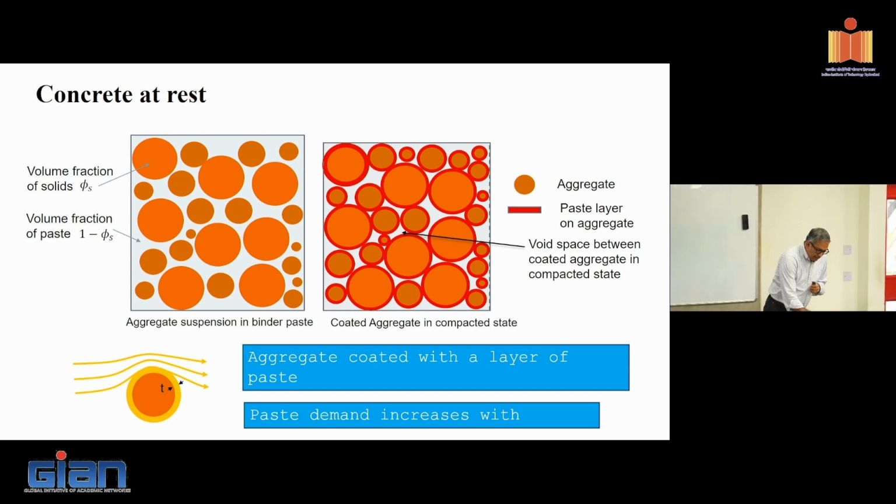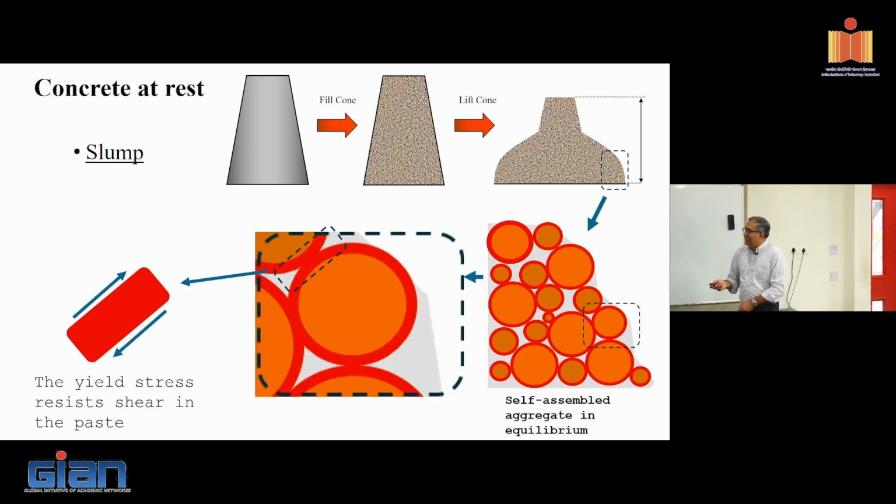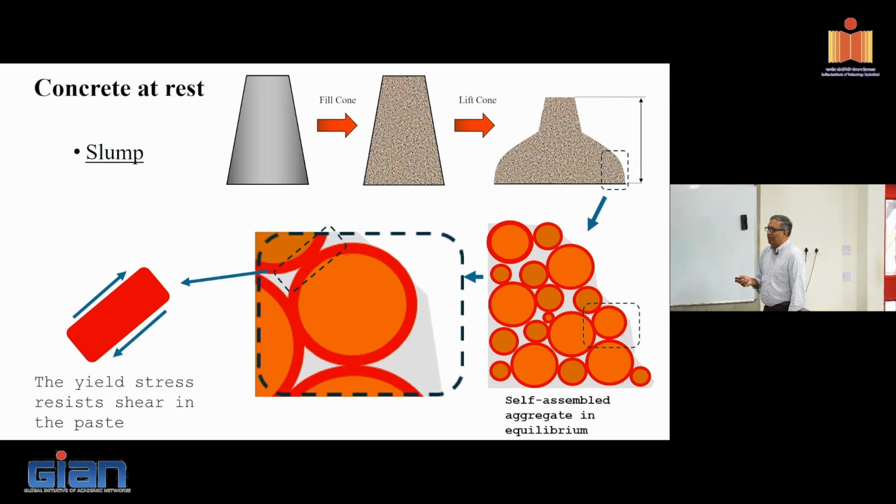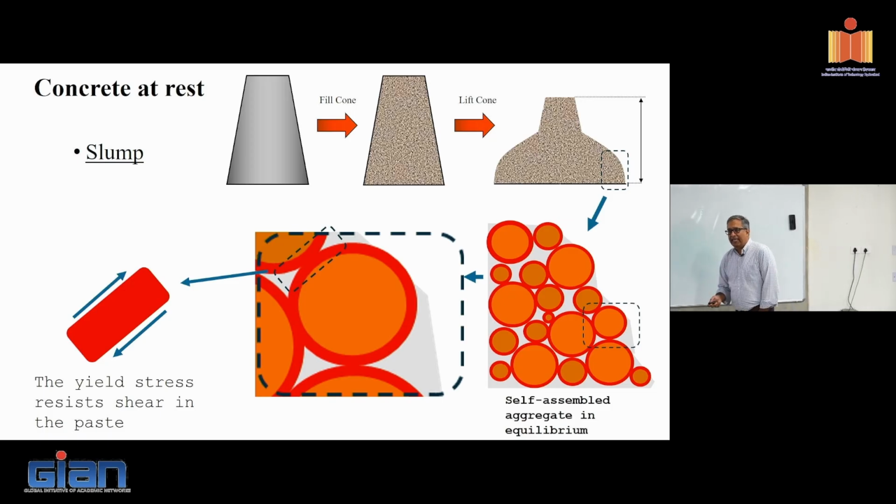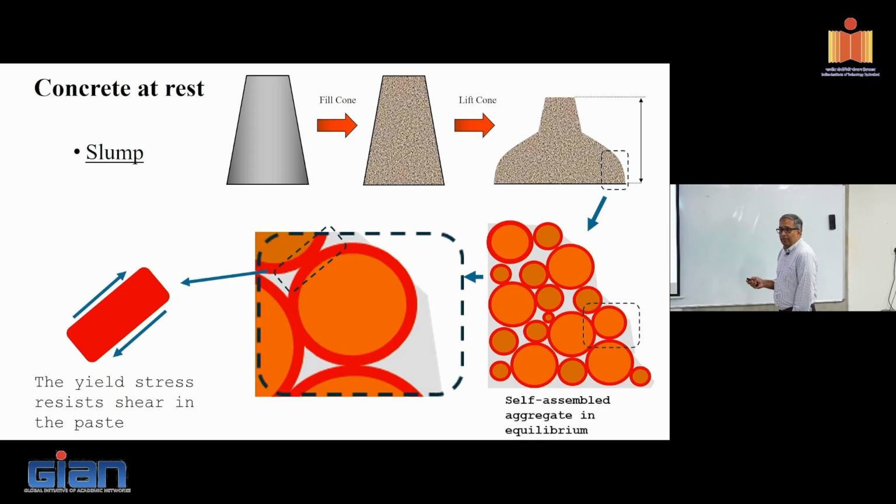Now, where is the paste demand important? When we look at concrete at rest, we know the slump test. Follow the sequence. We fill the cone, we pull the cone out, and it comes to rest in this position. Suppose I was to take a snapshot of this. This is what it would look like. Going back to my fundamental definition again, these are my aggregate. Now these aggregate are coated. This is that film of paste that's formed around the aggregate. They're sitting in a paste medium. This gap, it's not like there's air there. This light gray here is the paste.